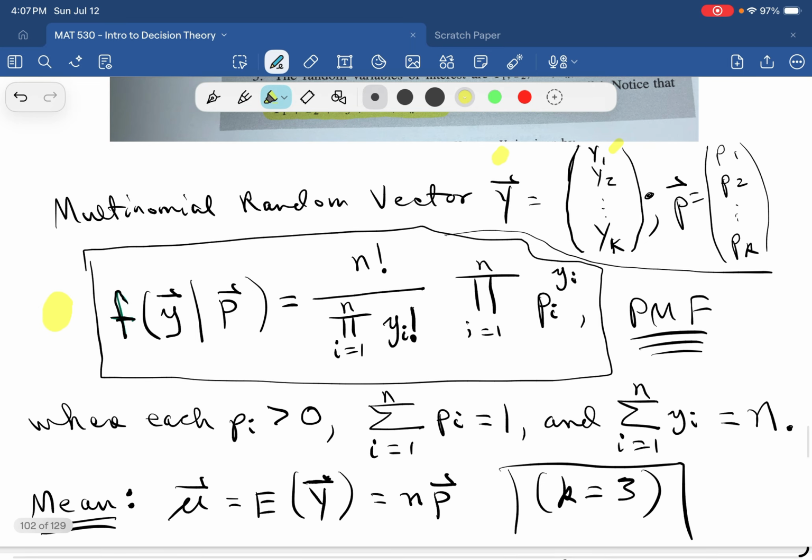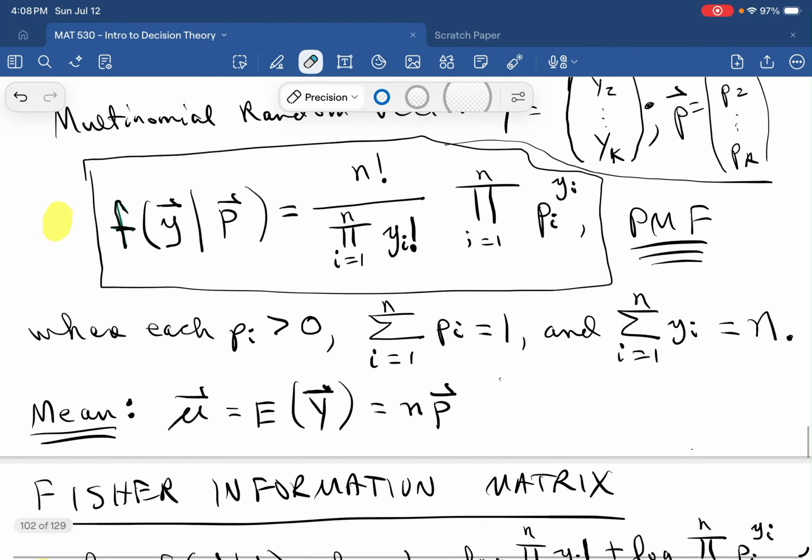And just some other facts, each p_i must be greater than 0. The sum of all the p_i's has to be 1. That makes sense because, like in our example, anytime you get a marble, it's got to be one of those 3 colors. And then also the sum of all the y_i's has to be n. Now the mean of this distribution is little n times that vector p. And I think I wrote k equals 3 here because in a previous video where I explained this, I probably alluded to the example.